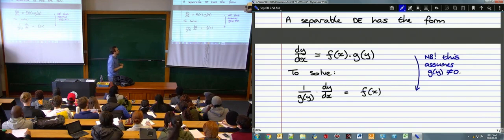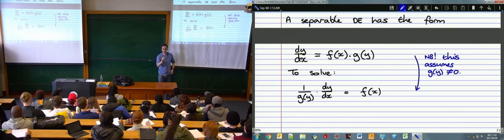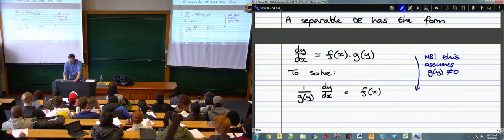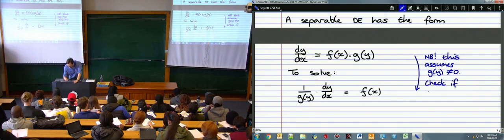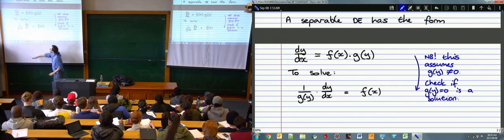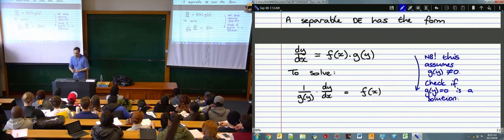So what we should do at the end is, after we've done all of this, we should check whether g of y equal to 0 is a solution. So check if g of y equal to 0 is a solution. We'll do all of this, but then we should always just go back and check whether we may accidentally have lost the solution when we divided it through over here.